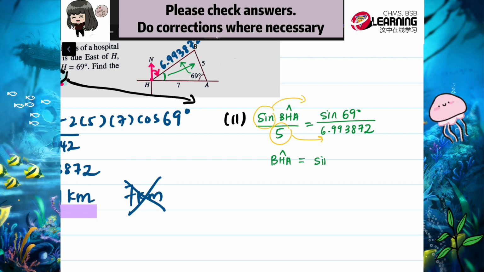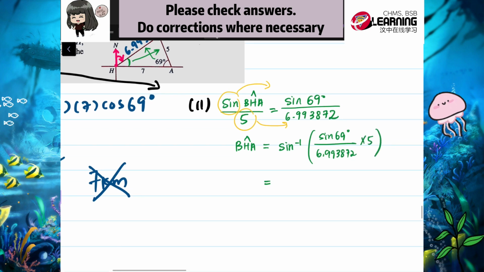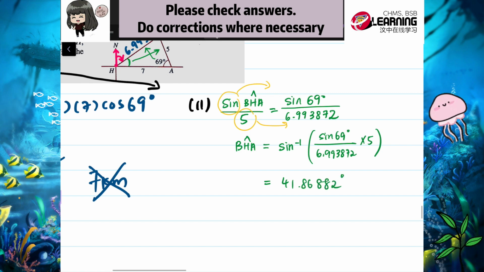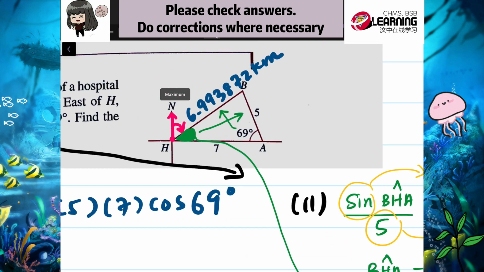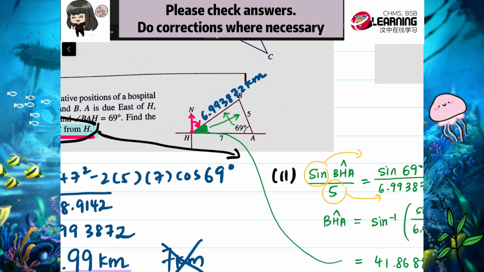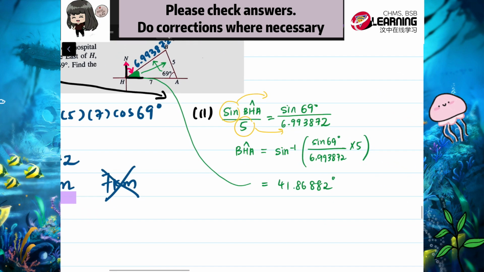So it equals shift sine, inverse sine, of sine 69 over 6.993872 times 5. Press the calculator and you will get 41.86882 degrees. But this is not the answer. This is the answer for this angle only, but they're asking you to find the bearing. The bearing is the pink angle. To find the pink angle, we know this is 90 degrees. 90 minus this 41.86882, then only you get the bearing.